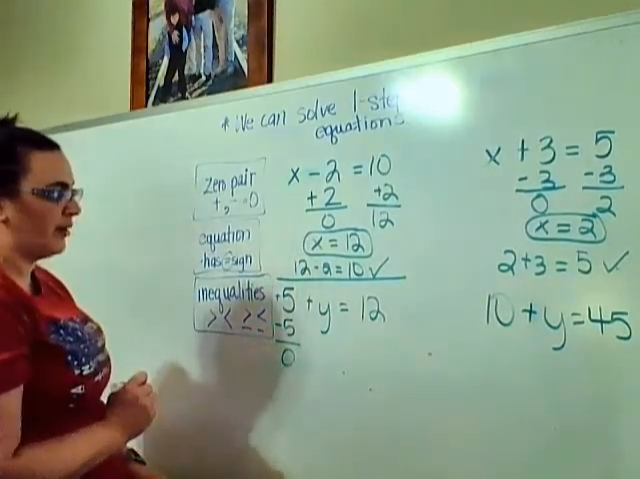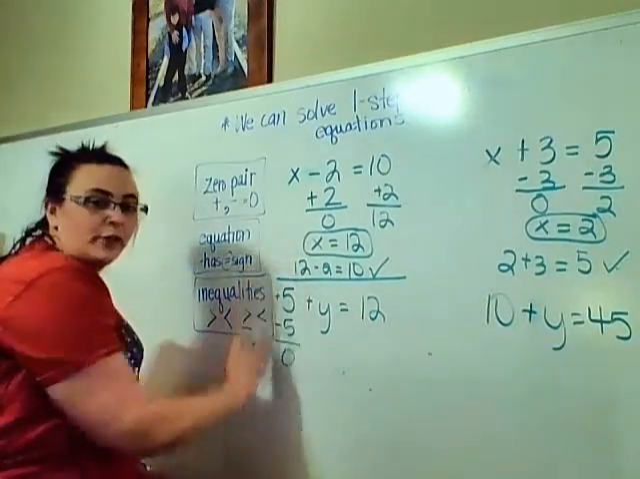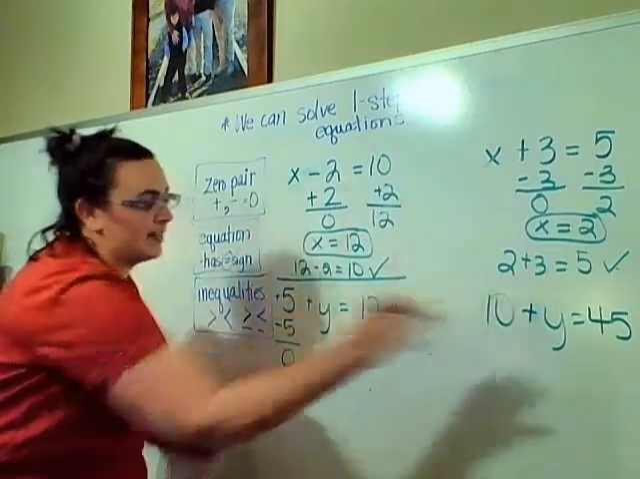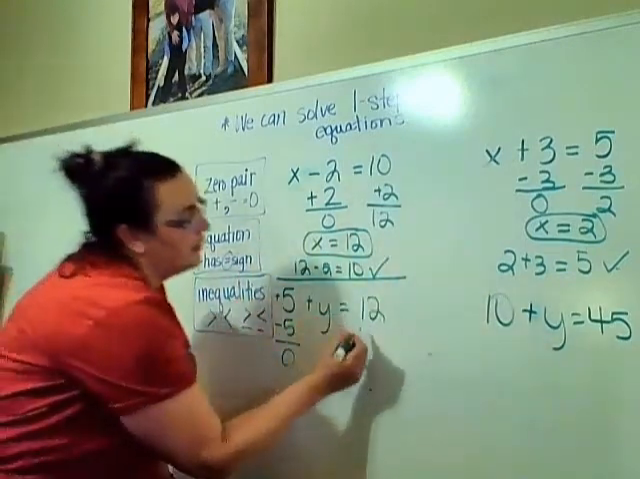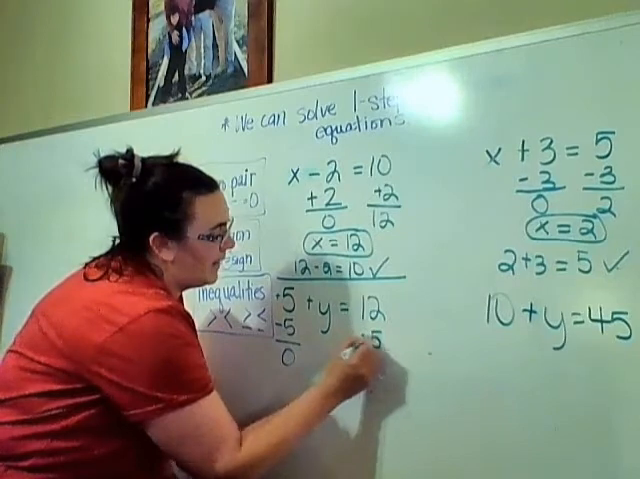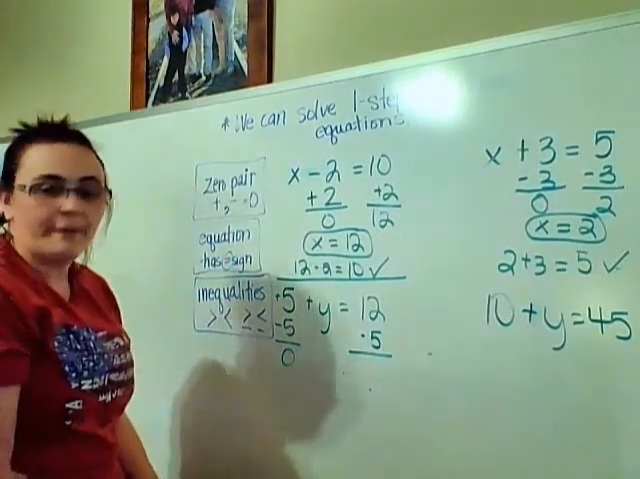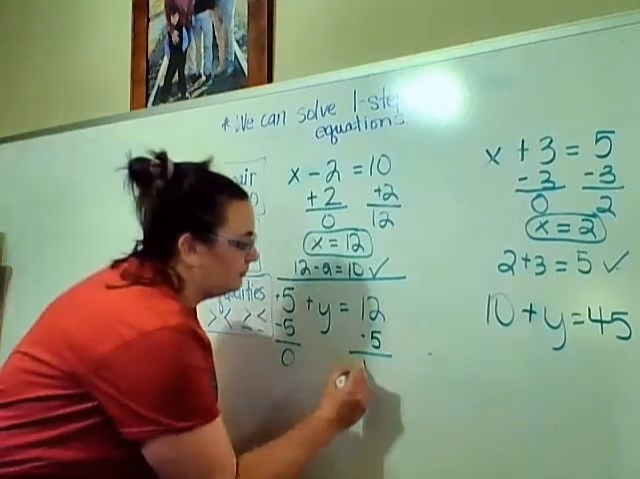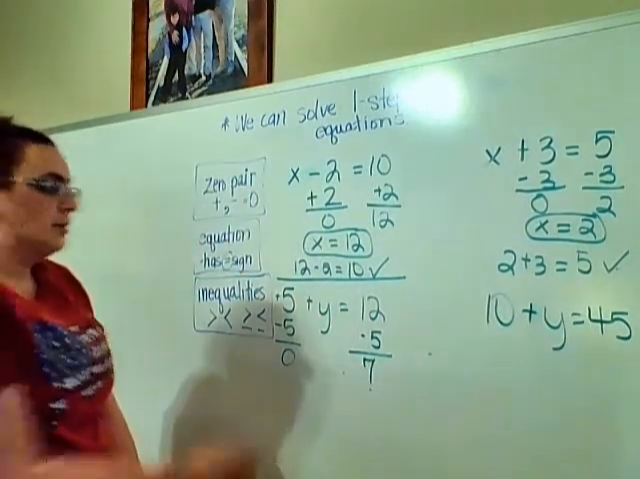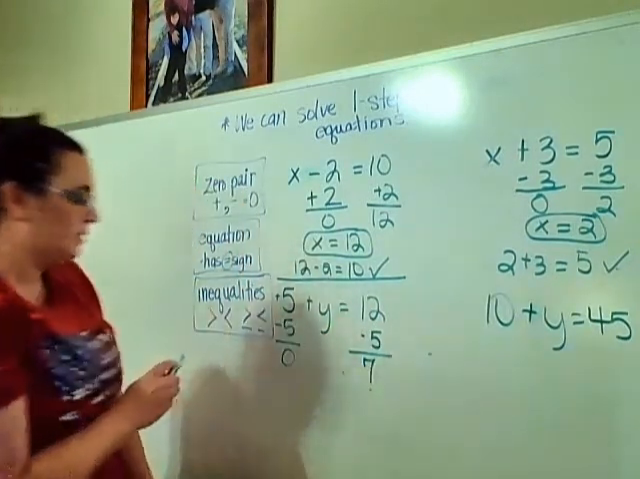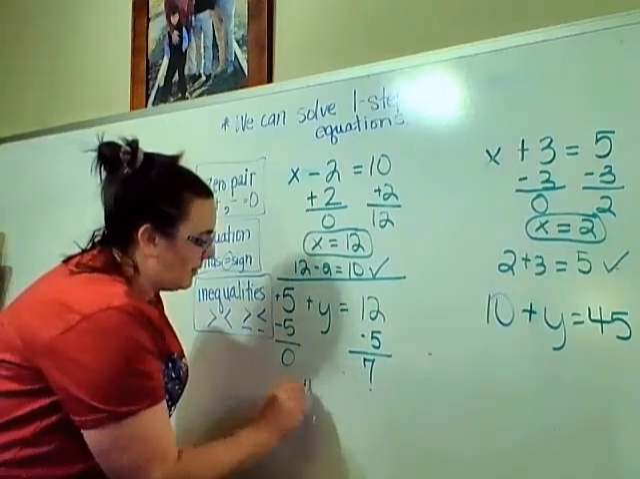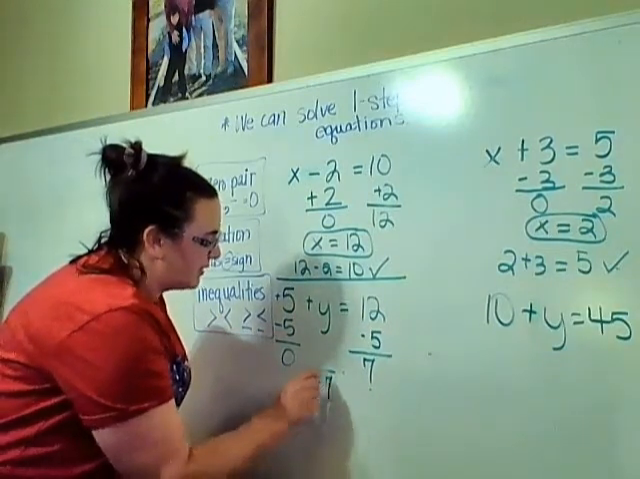It's going to give us 0. Whatever I do over here, I have to do on this side of the equals. So that's going to be minus 5. And then 12 minus 5. 7, 8, 9, 10, 11, 12. Yes. So now I'm left with y equals 7 as my answer.